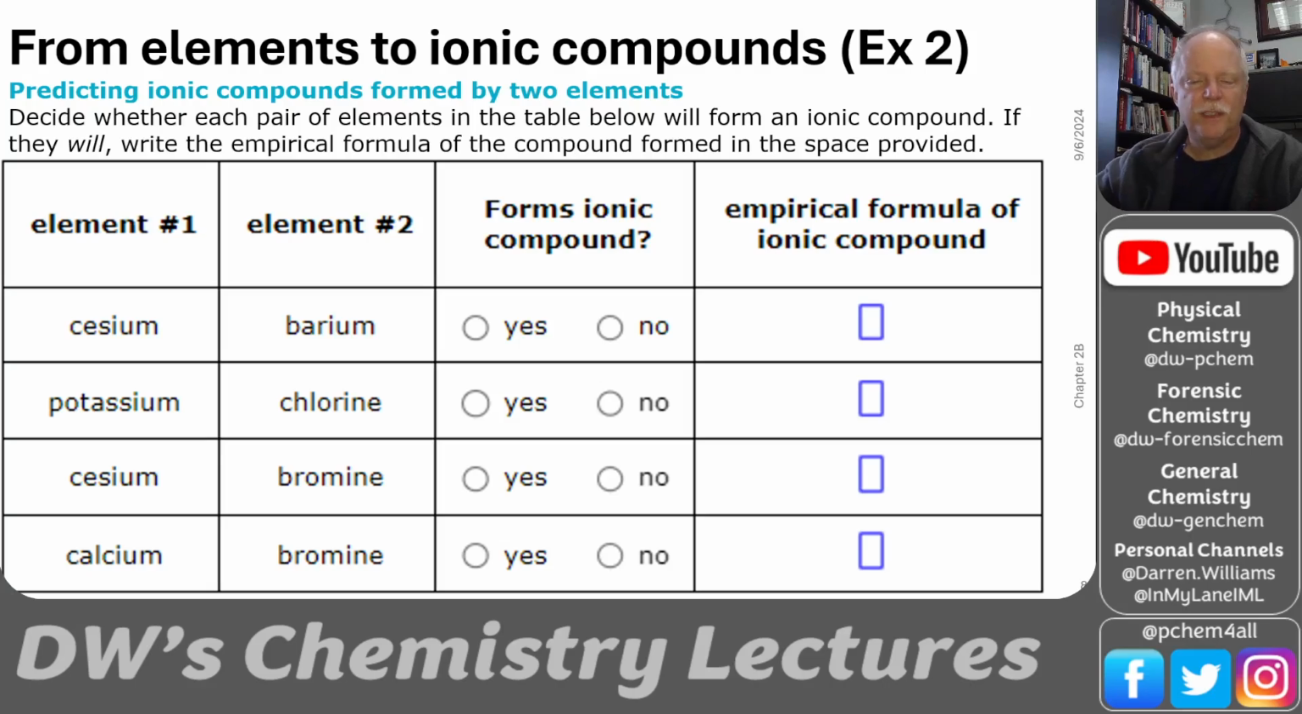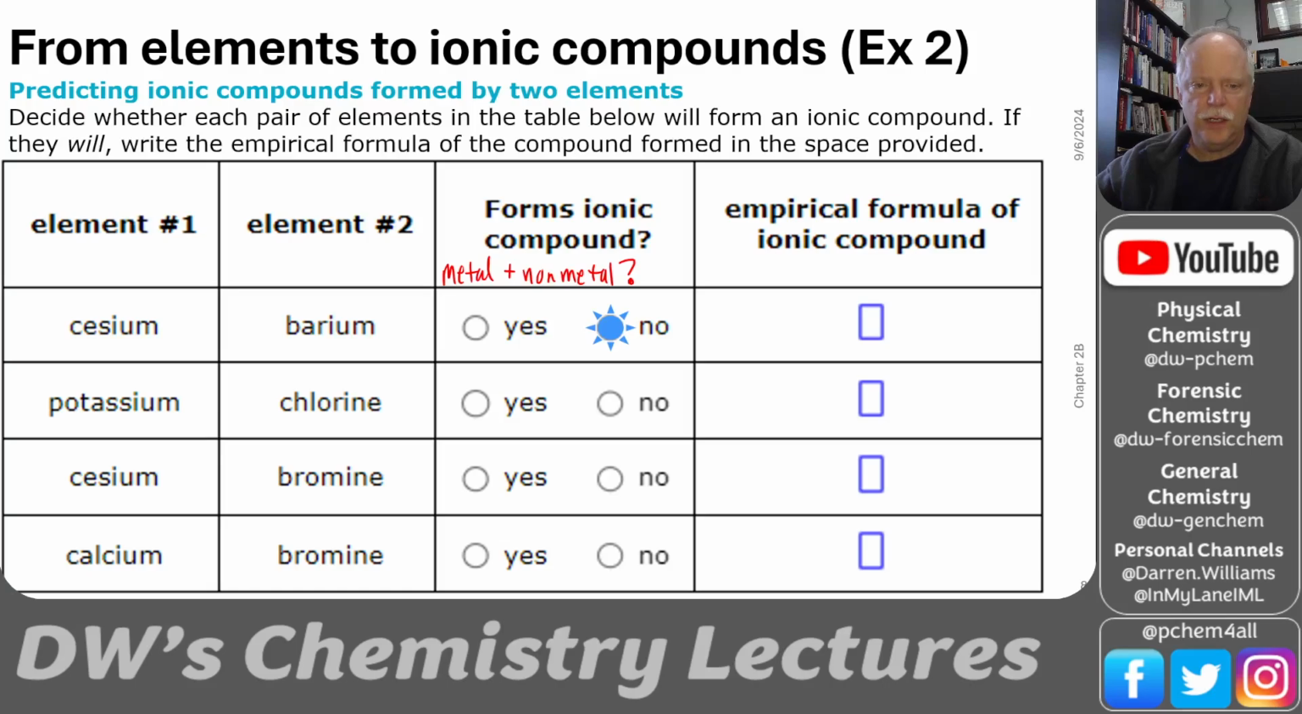Let's do it again. This is good. So again, for forms ionic compounds, that's answering the question, is it a metal plus a non-metal? Cesium is a metal, and barium is a metal. So we have to say no on that one, and there's no formula to write.